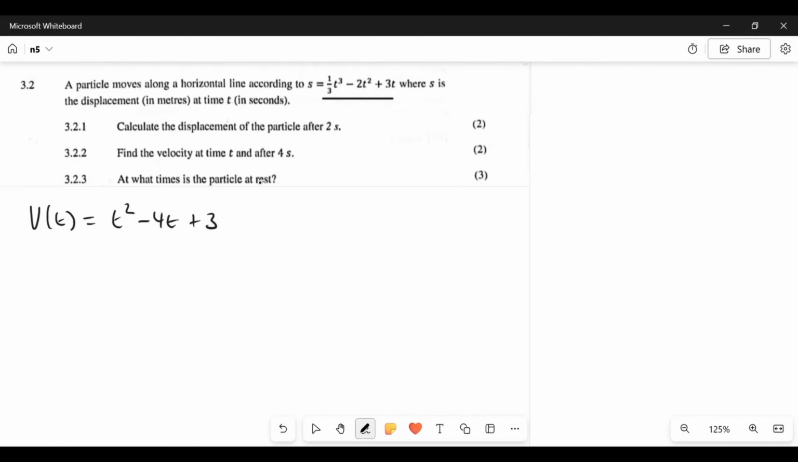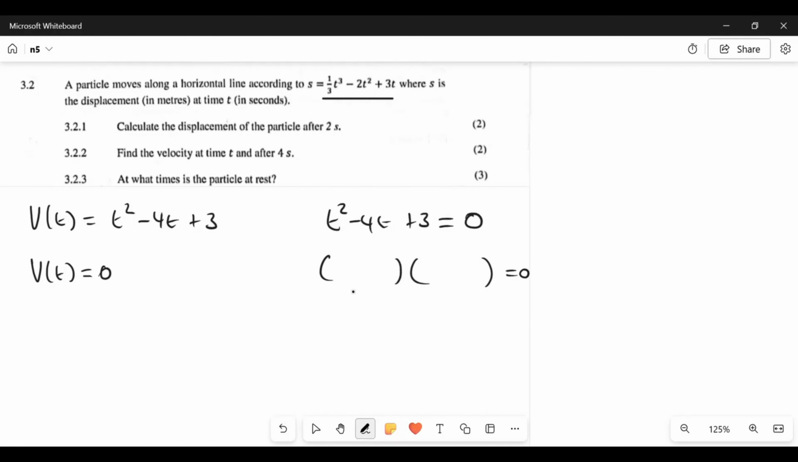But then when this particle is at rest, this means that v of t, which is our velocity, it's 0. So meaning we can say t squared minus 4t plus 3. This is actually the formula for velocity. Is going to be equaling to 0. So when it's like this, we need to find t. So from here, we need to factorize. So how are you going to factorize this? Let's open the brackets there, guys.